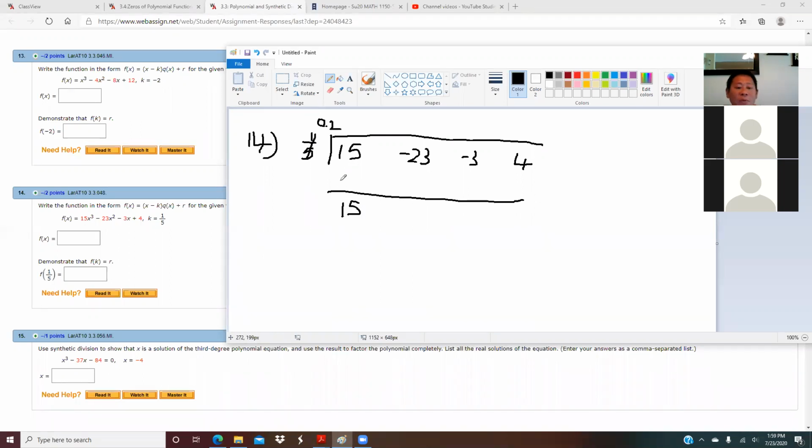Multiply the 15 with the 0.2. So 15 times 0.2. Anyone know what's 15 times 0.2? 7.5, right? So 7.5? Let me check with my calculator. 15 times 0.2 is 3. What the heck? 3. Sorry about that. It is exactly 3.